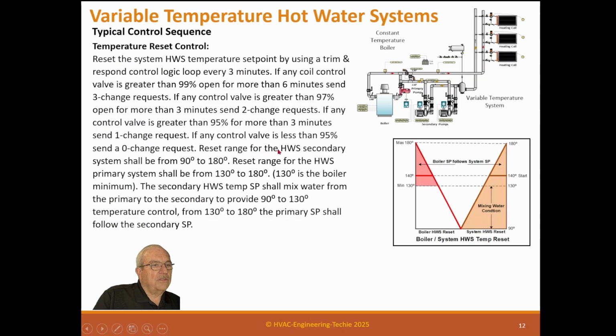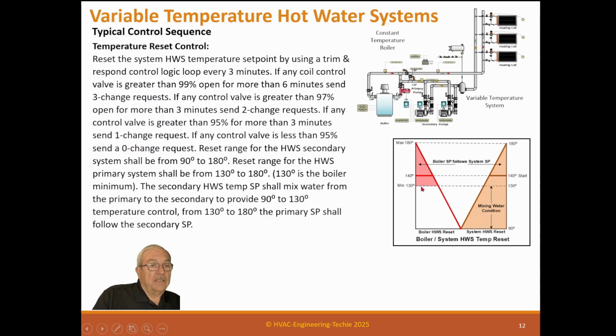Reset range for the hot water secondary system should be 90 to 180 degrees. Reset range for the hot water primary system should be 130 to 180. 130 is a boiler minimum. The secondary hot water supply temperature set point should mix water from the primary to the secondary to provide 90 degrees to 130 degree temperature control. From 130 to 180, the primary set point should follow the secondary set point.